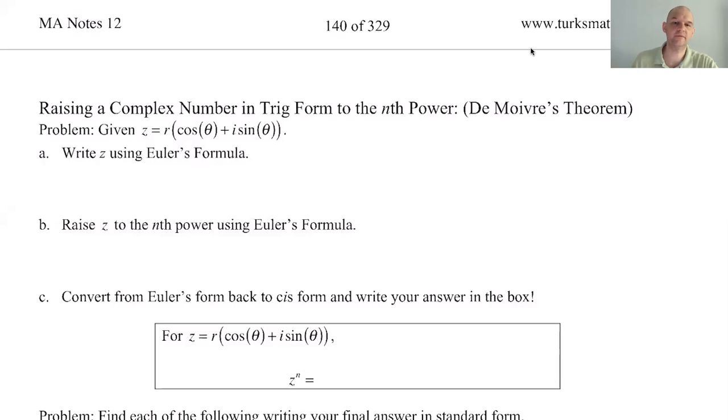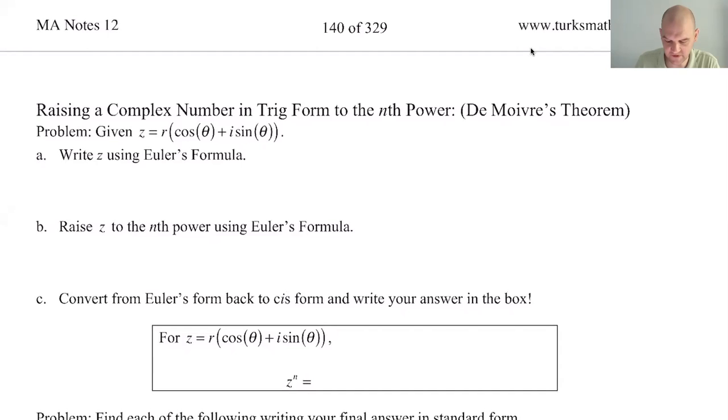All right, we're back. We're on page 141. We're still talking complex numbers in trig form, polar form, sometimes rectangular form. What we're going to talk about now is how to raise them to powers. So this has a really, kind of a memorable name at least. It's de Moivre's theorem.